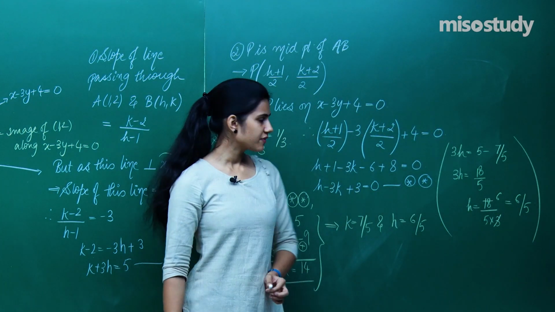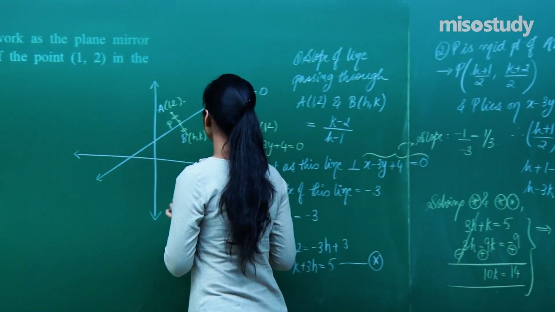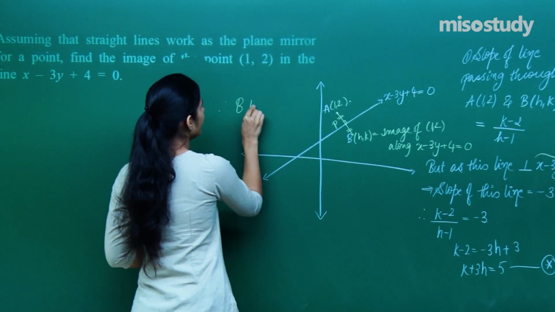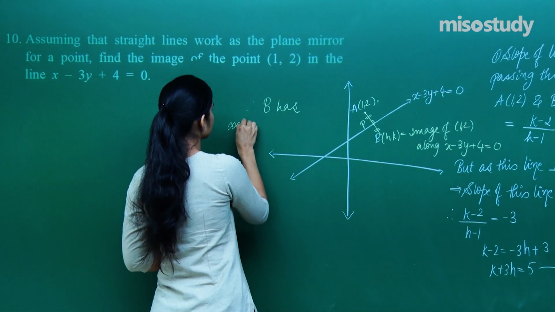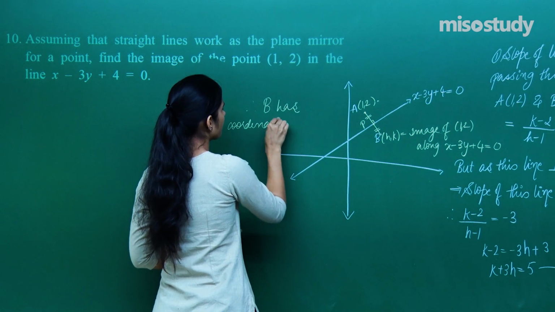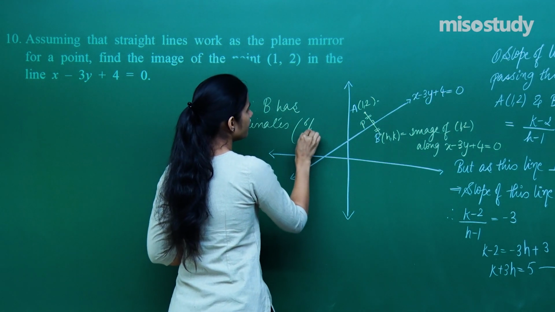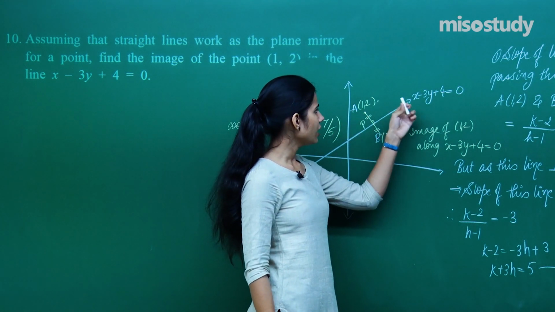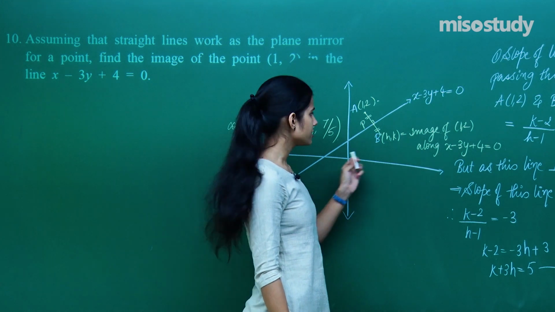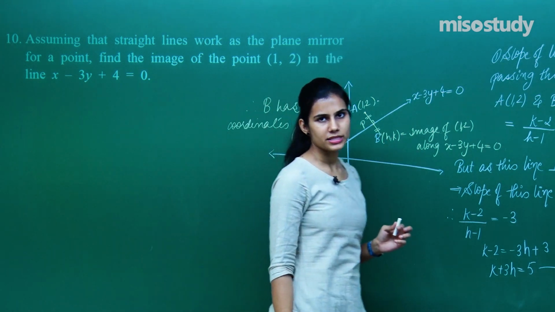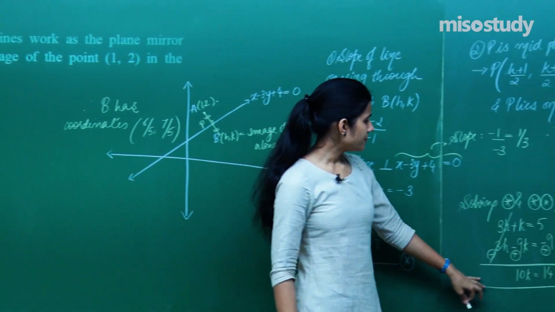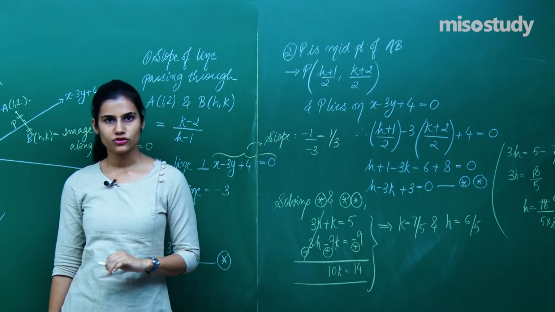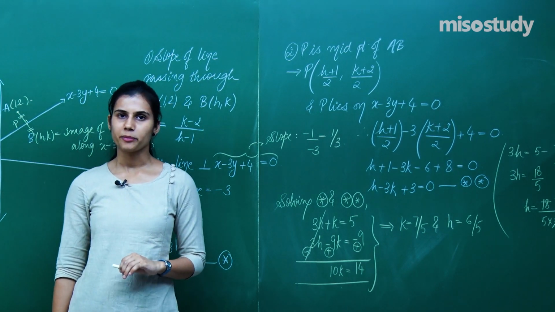So if h is 6 by 5, k is 7 by 5, therefore coordinates of point B are 6 by 5, 7 by 5. So the image of point 1, 2 along this line x minus 3y plus 4 equals 0 is equal to 6 by 5, 7 by 5. That is what happens to be your very answer, and that completes our tackling over the 10 questions. Please revise these very nicely. That's it from my side. Thank you.